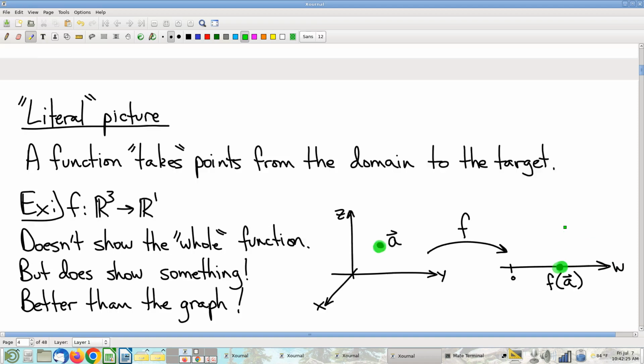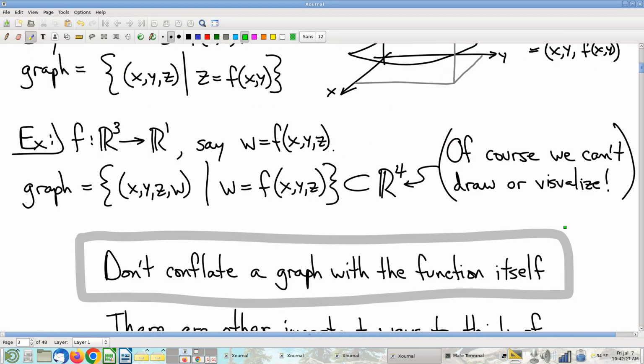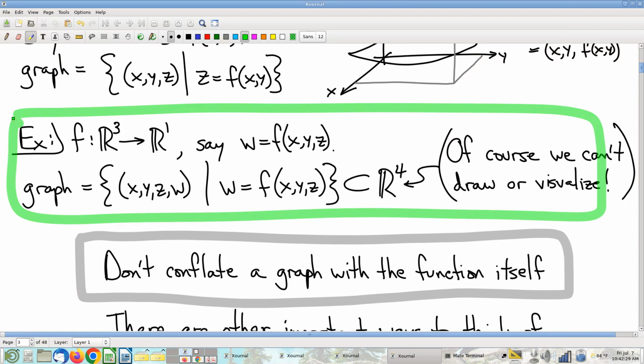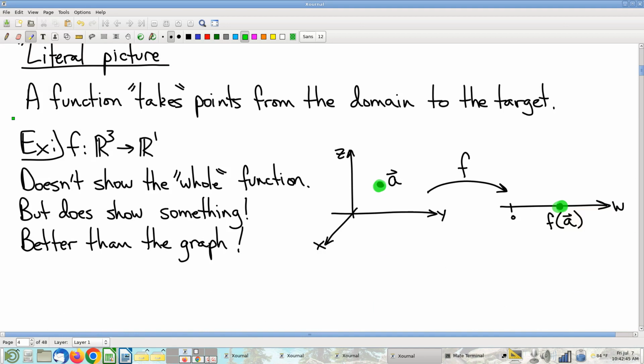But it's better than this. I mean, this is a total pipe dream right here. Oh yeah, I'm going to visualize a four-dimensional picture. No, you're not. This is worthless as far as we're concerned. Absolutely worthless. This is only mostly worthless, and that's a win.